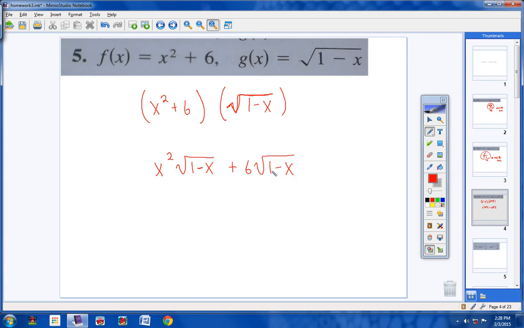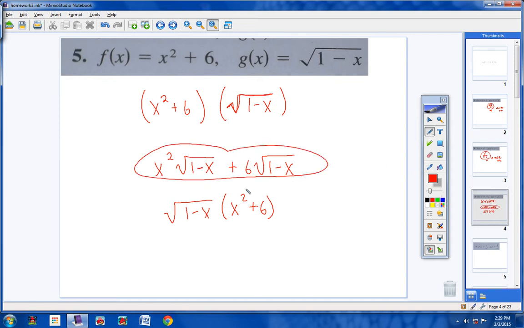Now this is a totally sufficient answer right here. Okay? No problem with this at all. However, probably a lot of books would want you to factor out what's common, and both of these terms have a square root of 1 minus x. So if you pull that out, you're left over with x squared plus 6, which is really what you started with up here. But I'll be honest with you, I would accept either one of these two answers. Okay, I'm fine with either one of those.